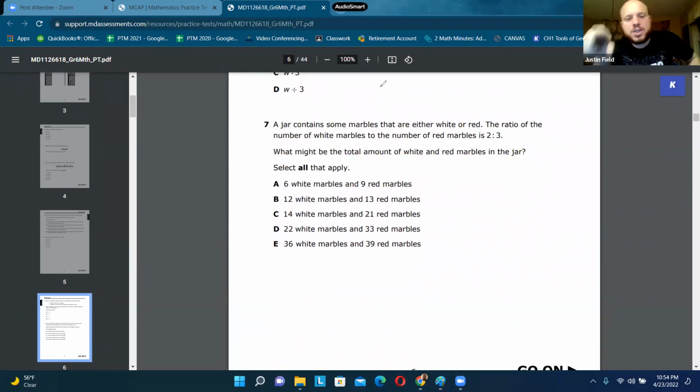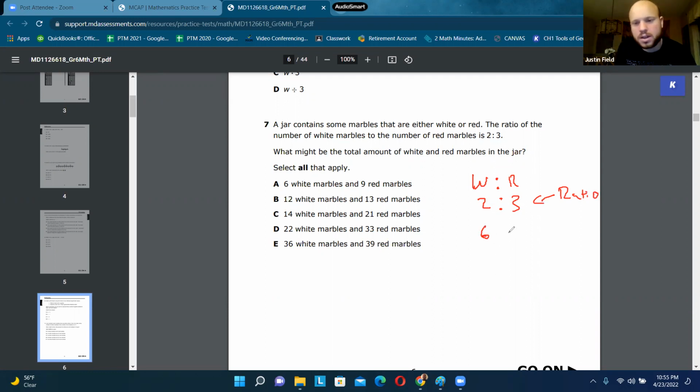All right. A jar contains some marbles that are either white or red. The ratio of the number of white marbles to the number of red marbles is 2 to 3. So let's write that down like this. White to red, 2 to 3. And so that's the ratio. But the number of marbles actually can just be an equivalent fraction. So would 6 to 9 be equivalent? Can we multiply by the same number from our ratio and get to 6 and 9? So 2 times 3 is 6, so it works.